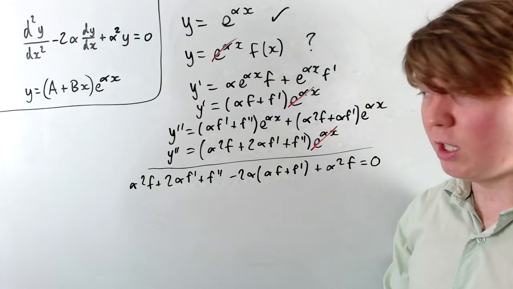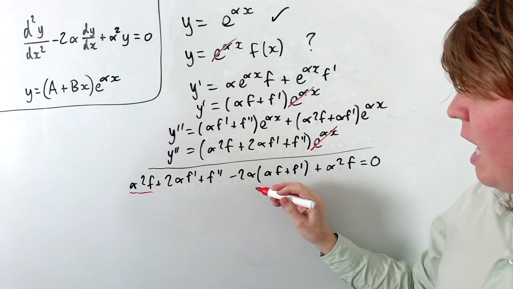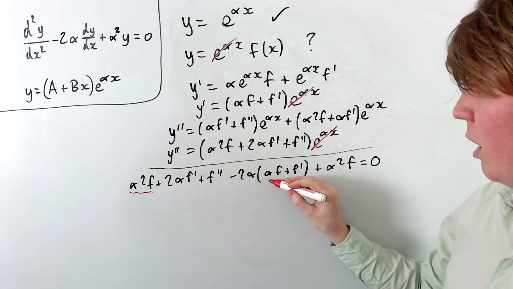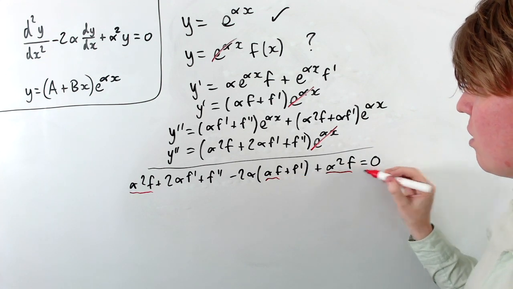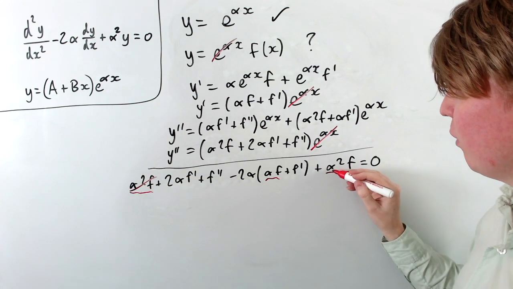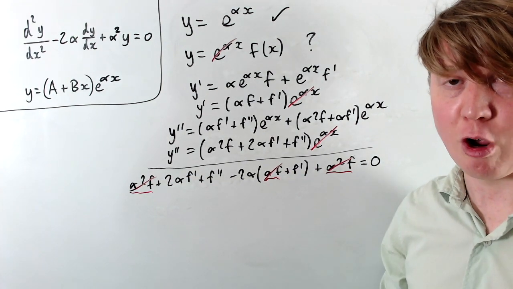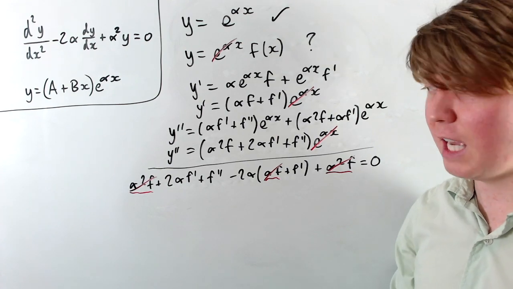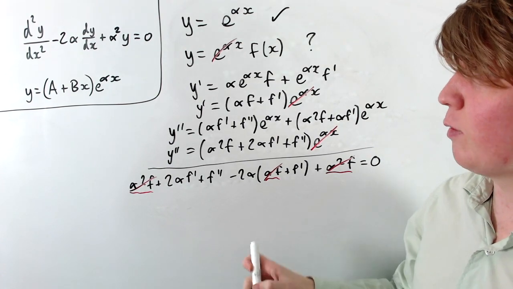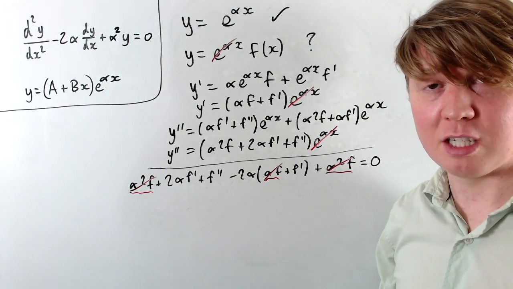So now if we look at some of these terms, let's look at all of our f terms. We've got alpha squared f, and then here we've got minus 2 alpha squared f, and then we've got another plus alpha squared f. And all of these actually cancel, so alpha squared f plus alpha squared f minus 2 alpha squared f just gives us 0. So we're seeing some of this nice cancellation behaviour as a result of the fact that e to the alpha x is a solution to our original differential equation.